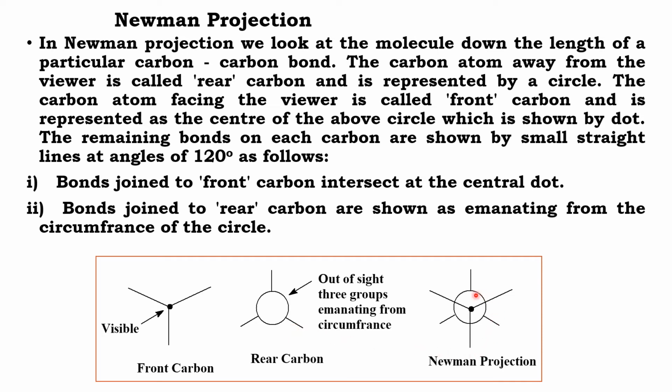So in the Newman projection formula, we represent two circles, and these circles represent the carbon atoms in front and at the back. For the front carbon atom, the bonds are represented by lines originating from the nucleus or center of the circle, while the bonds of the second carbon atom are represented by lines originating from the circumference of the circle. So this is the Newman projection formula.